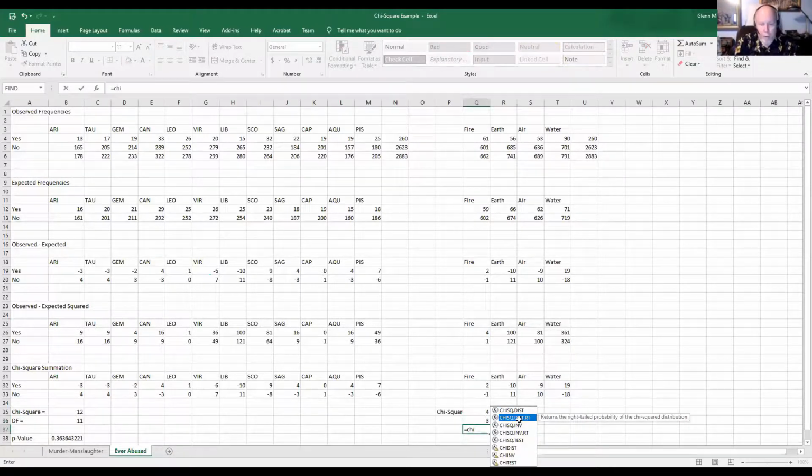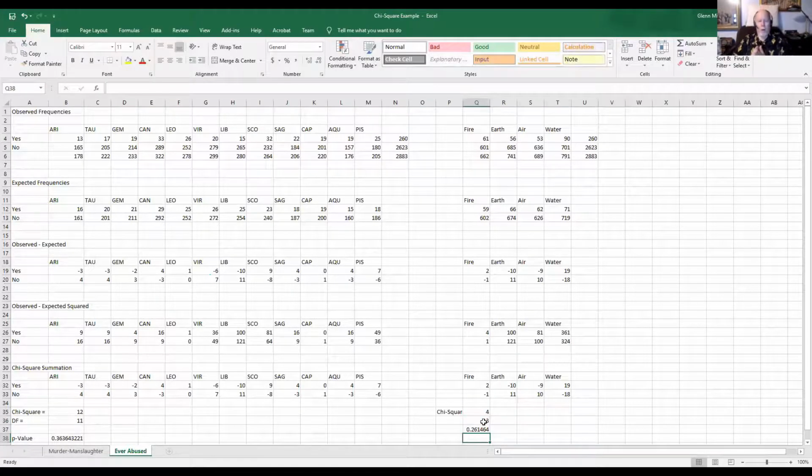For that, we have to enter in, I believe it's the degrees of freedom first. That's a right tail test, 4, 3. And our chi-square statistic is 0.261464. Still not statistically significant. There's no difference between the two variables, even when we break it out by element.